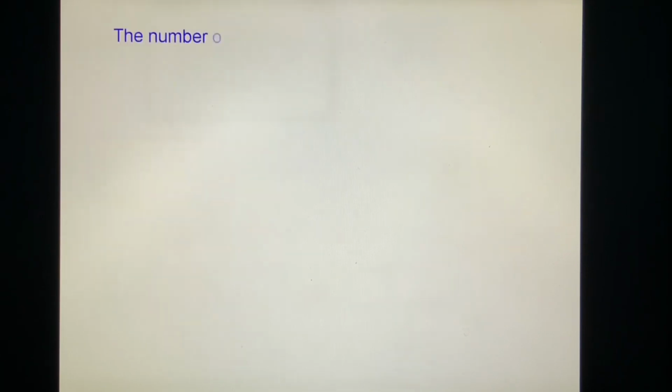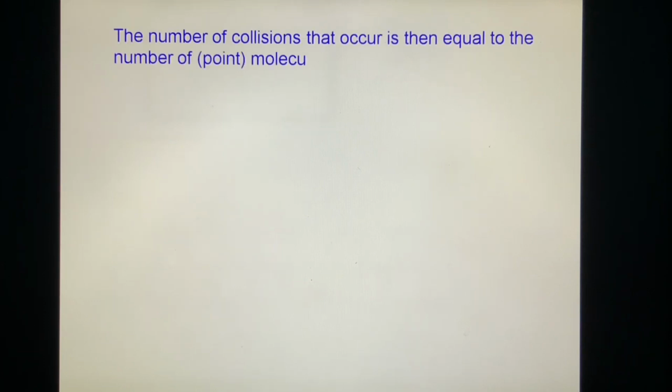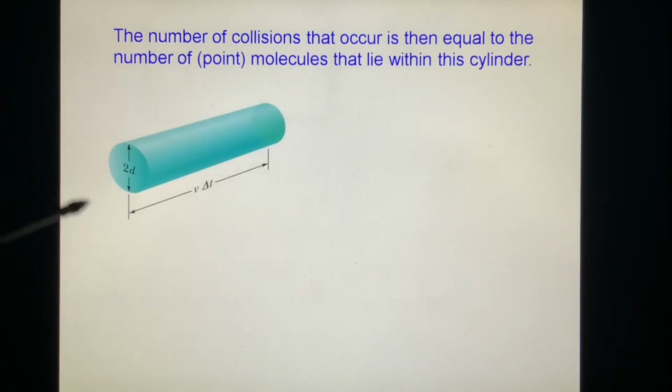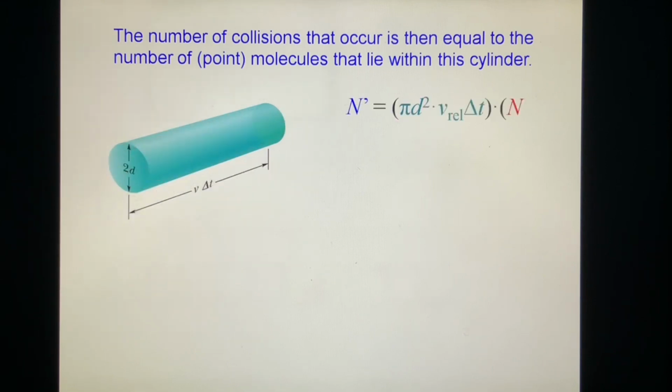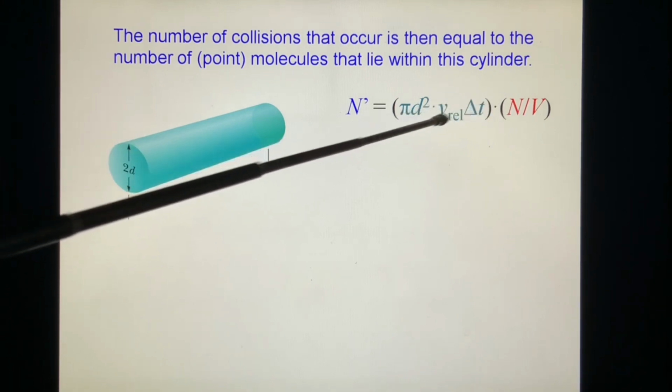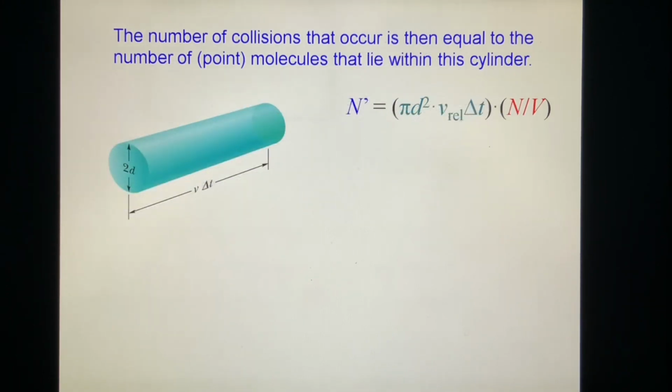So let's do that. The number of collisions that occur is equal to the number of point molecules that lie within the cylinder. The cylinder length is v delta t, and the diameter is 2d. All the molecules inside the cylinder will hit our sample. Now we calculate how many: the volume times the density. The volume is pi d squared times v delta t. This is the volume, the green one.